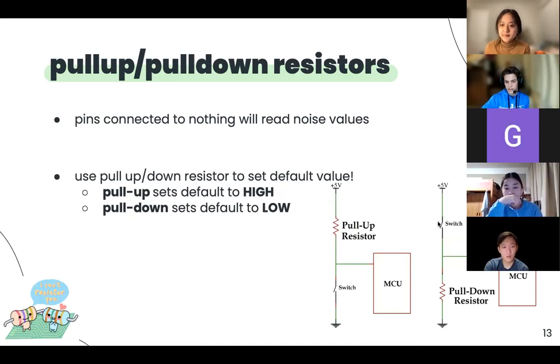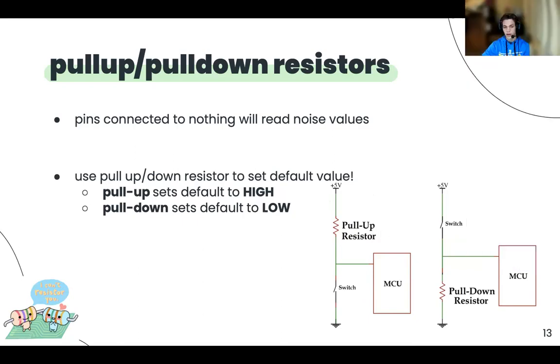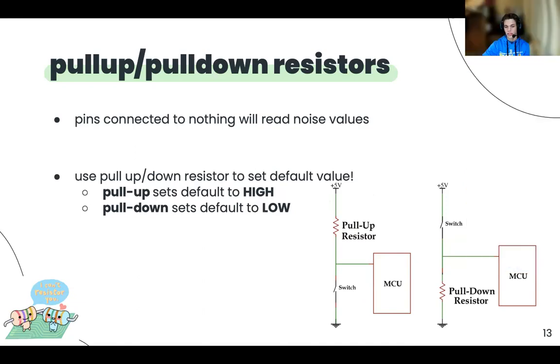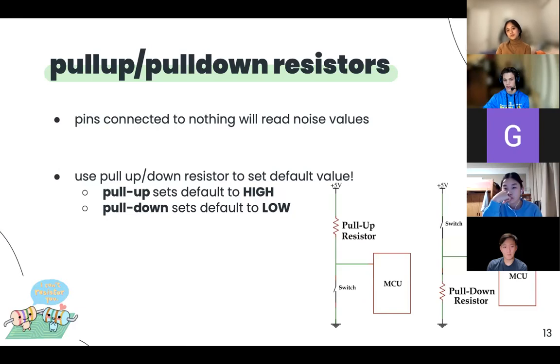Yeah, so these are specifically helpful for our push button circuits, where what I mean by the default value is when you're checking whether or not the button is pressed. If you use a pull-up resistor, then if the button is not pressed, it will be high. And then when you do press it, it will go to low, and vice versa for the pull-down. And we see that pretty clearly in the diagrams.